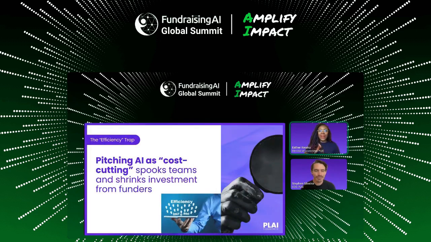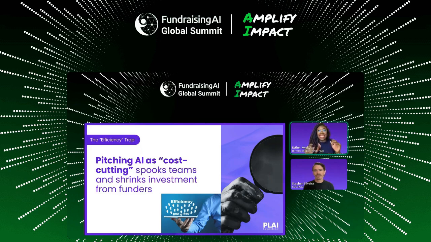And then finally is the efficiency trap. So this is when leaders pitch AI as a cost-cutting machine. They say things like, we'll save money, we'll reduce headcount, we'll be more efficient, okay? Which sounds smart, right? But what your team hears is job cuts. And potentially what your funders hear is, oh, smaller budget required. Suddenly you freaked out the people that you need the most.